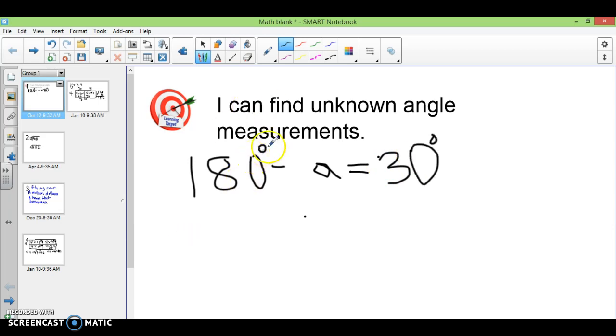So here's my equation. 180 degrees minus A equals 30. And I know that A equals 150 degrees. Not sure why the touch screen's not working today.